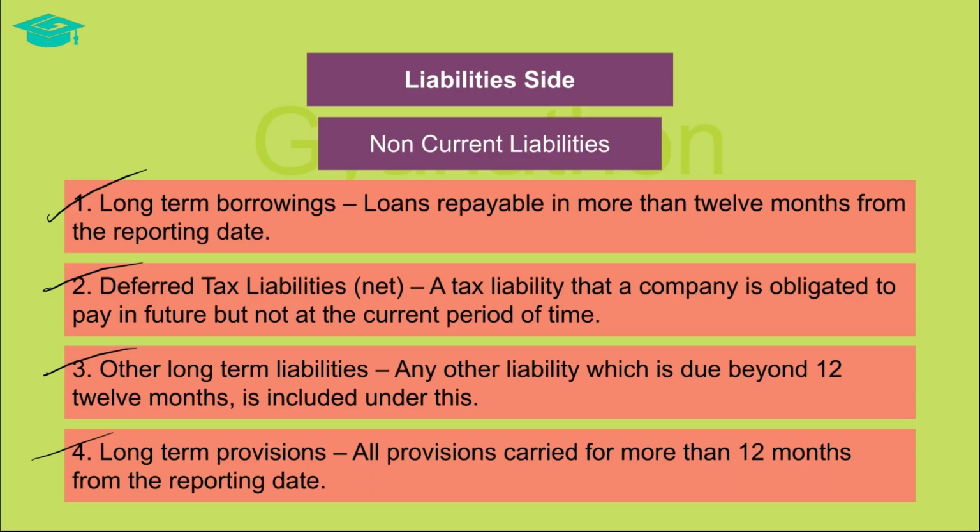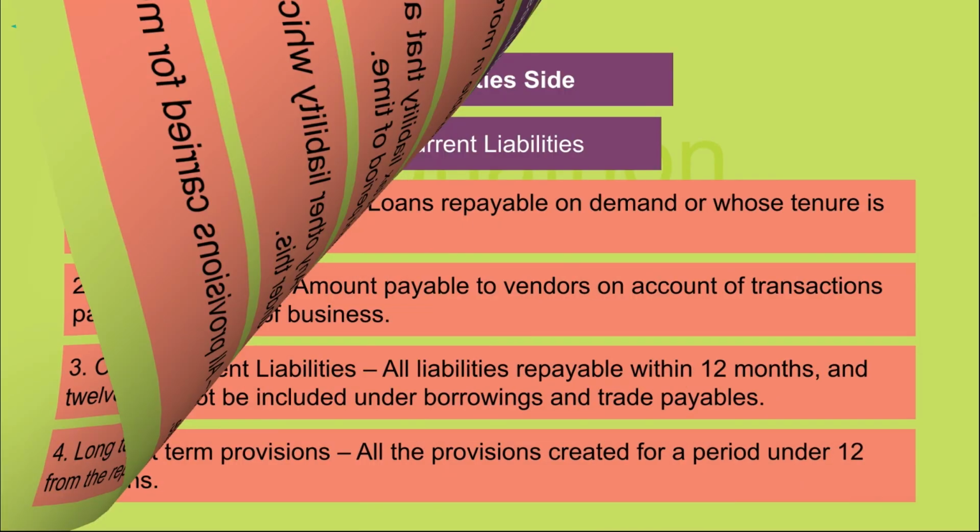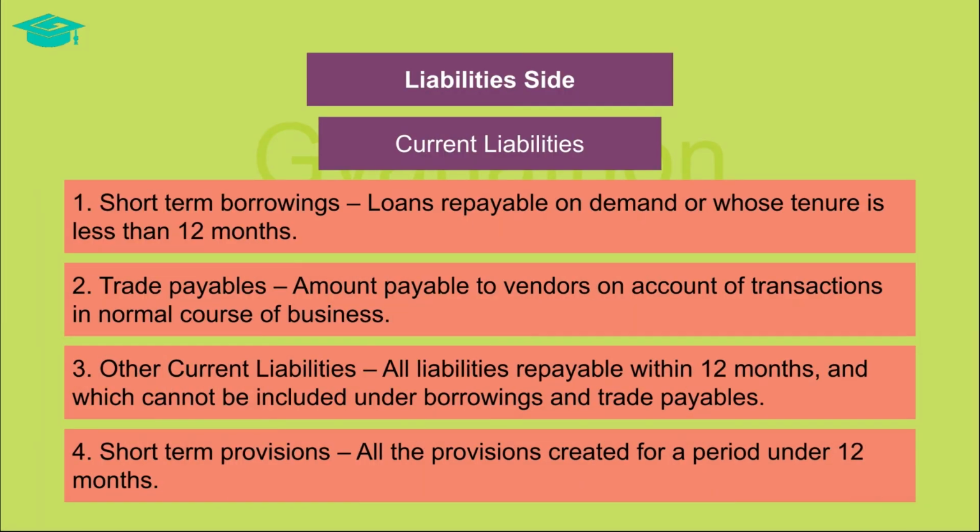Provisions are certain future liabilities that are certain, but the actual timings of which becoming due cannot be determined at the present point of time. And finally, the fourth major head on the liabilities side is the current liabilities. The first head under this is short term borrowings.